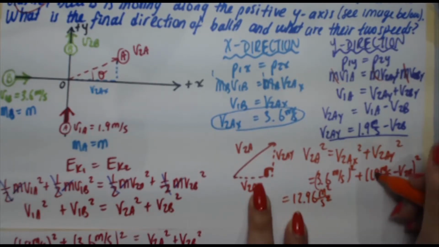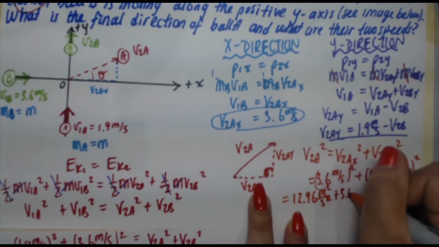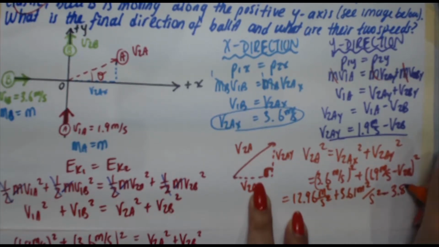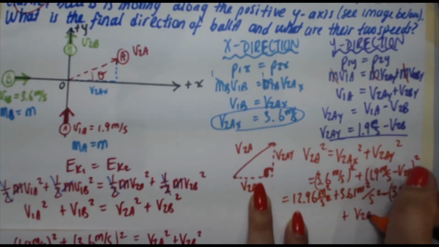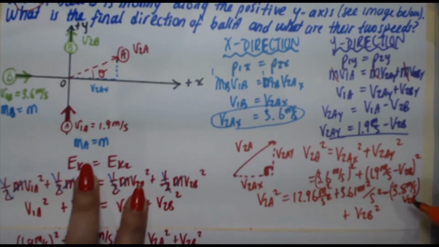When you expand this out, so you square it, you're going to get the following expression. 3.61 meters squared per second squared minus 3.8 meters per second. That term is with v2b, and then plus v2b squared. So I know it looks long, but this is an expression we can use for v2a. So there it is right there.